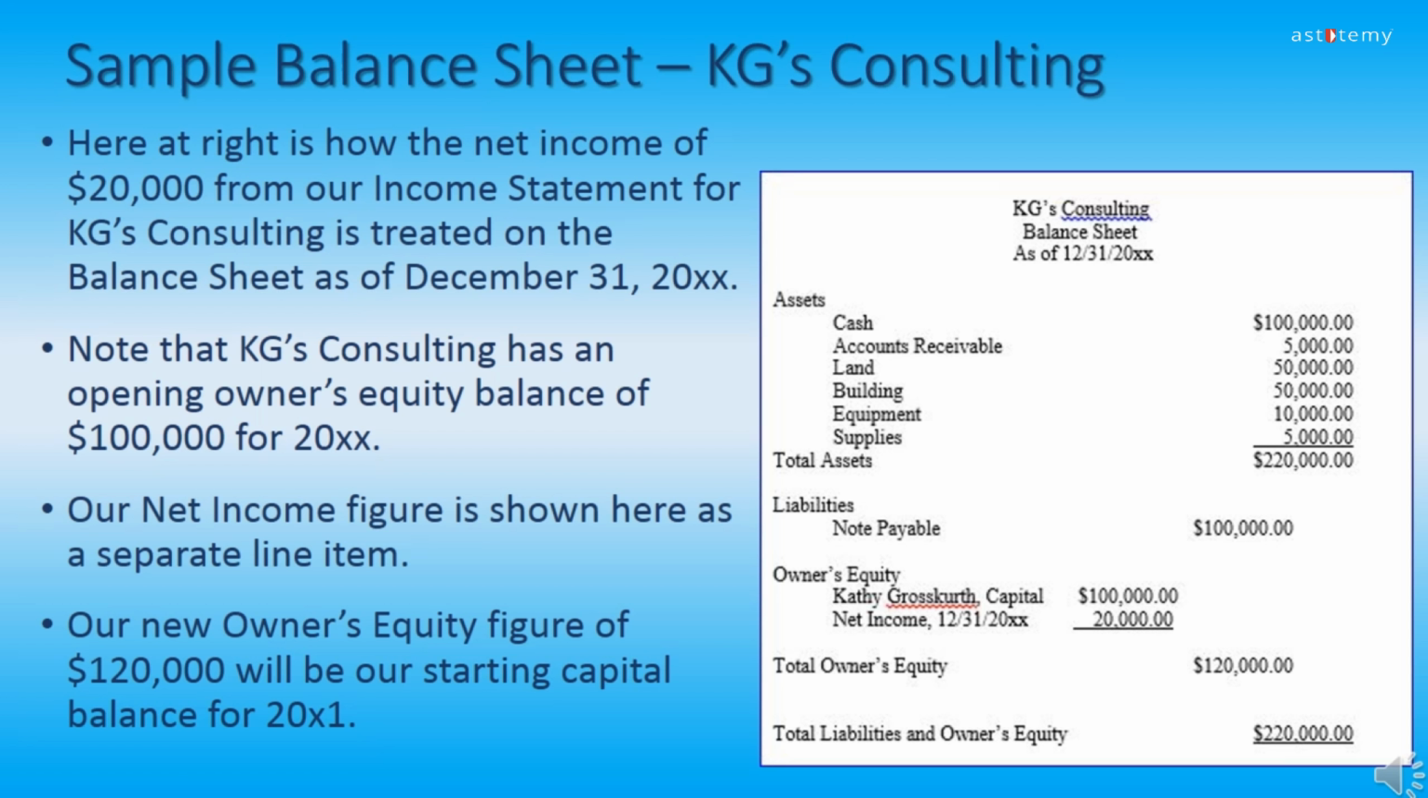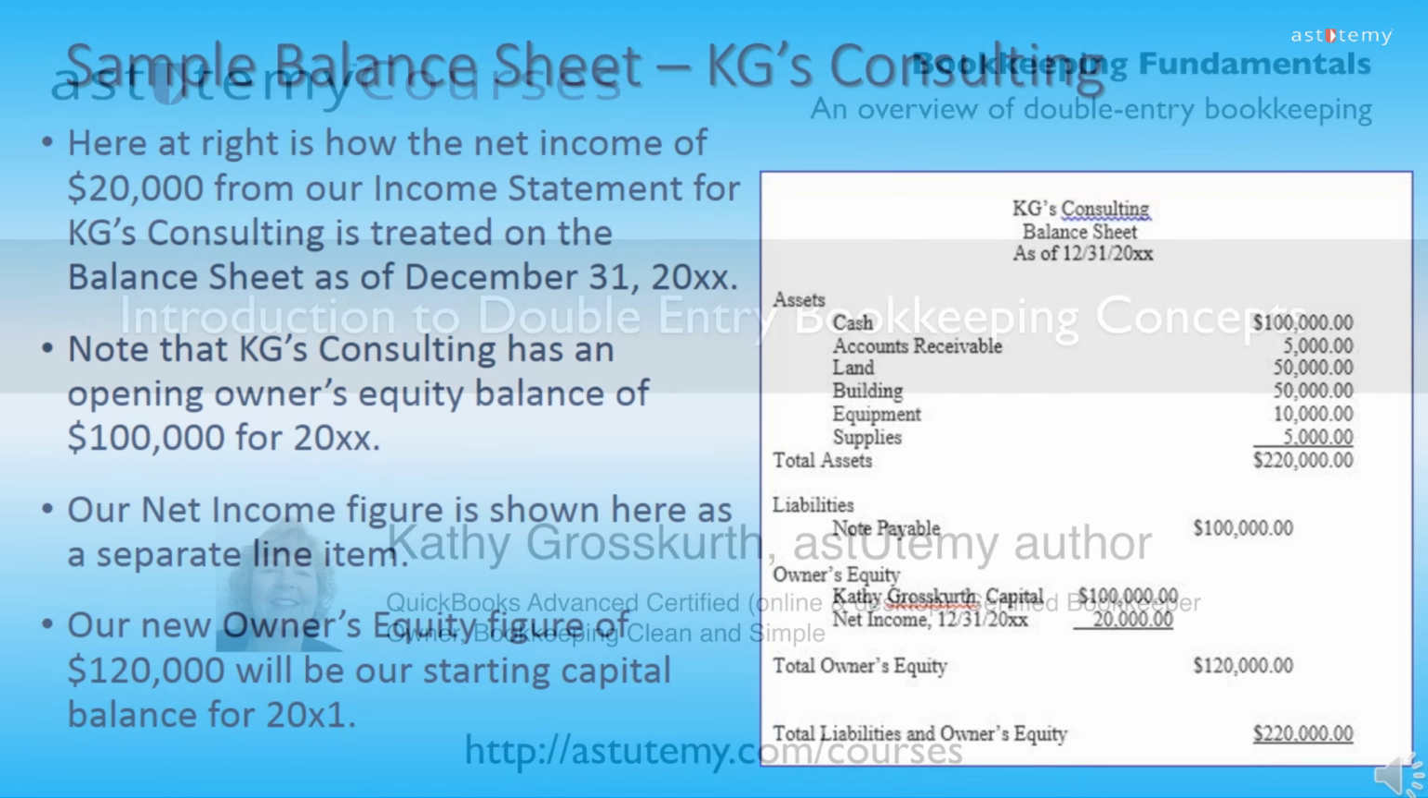If the $20,000 had been a net loss, then we would have decreased the amount to arrive at the new owner's equity balance. Please note that this example is only one way of handling the integration of the net income or net loss into our balance sheet. Another method is using a statement of owner's equity, which we will cover in our preparing financial statements exercises later in the course. And again, here at right and in your handout is how the balance sheet will appear at the end of December 31st, 20XX.